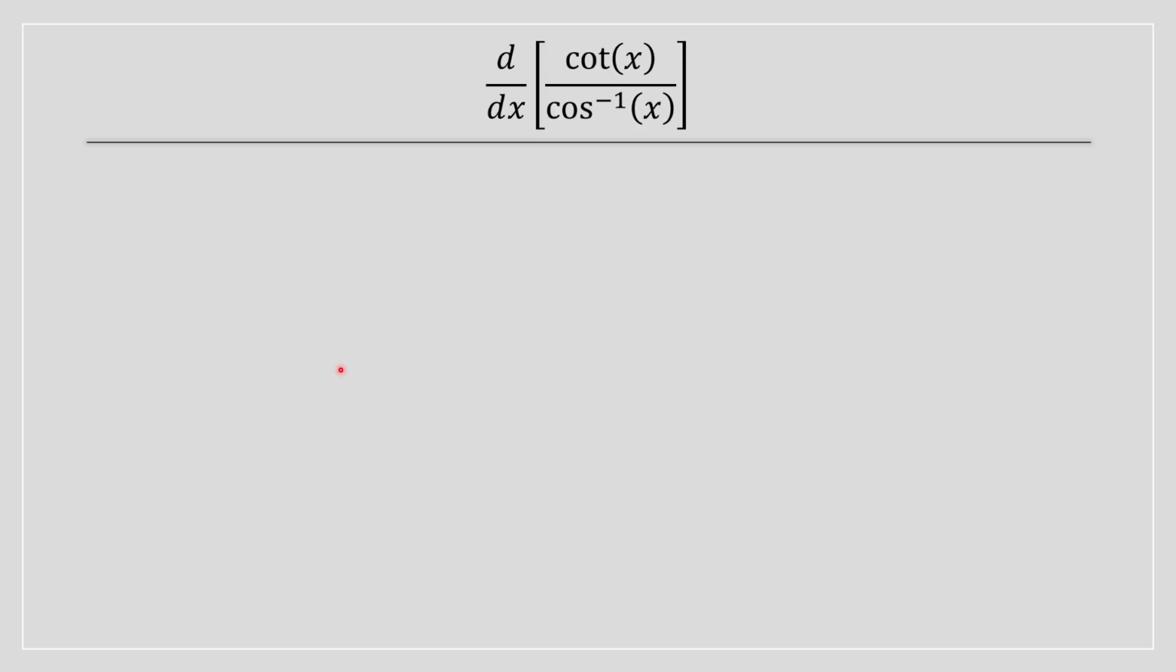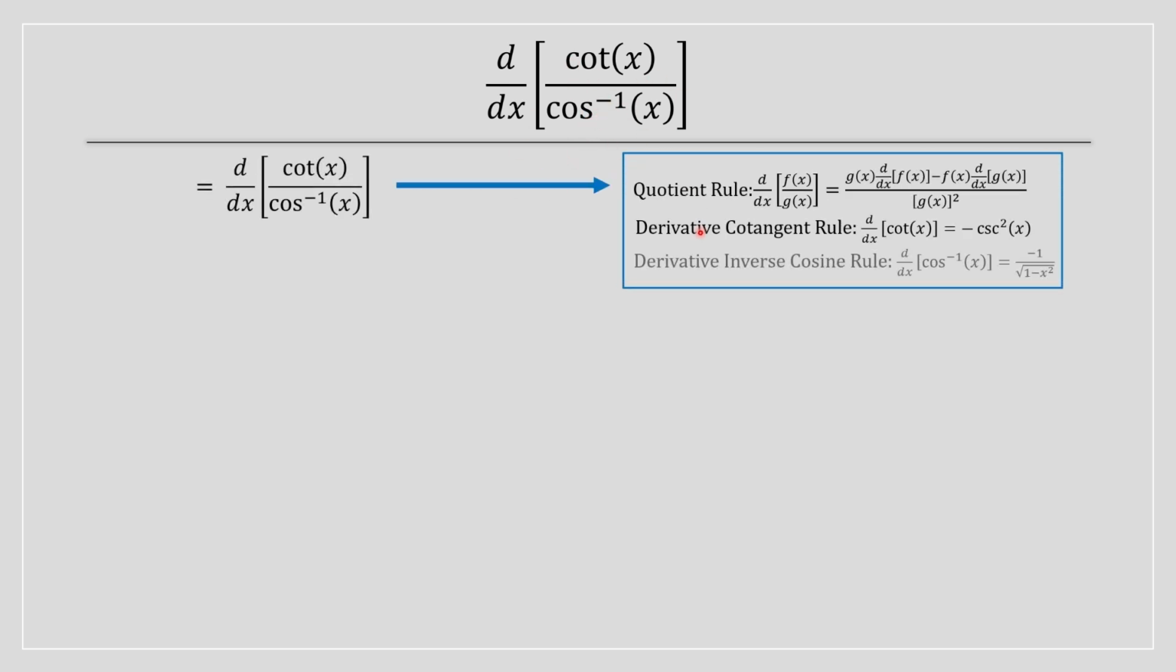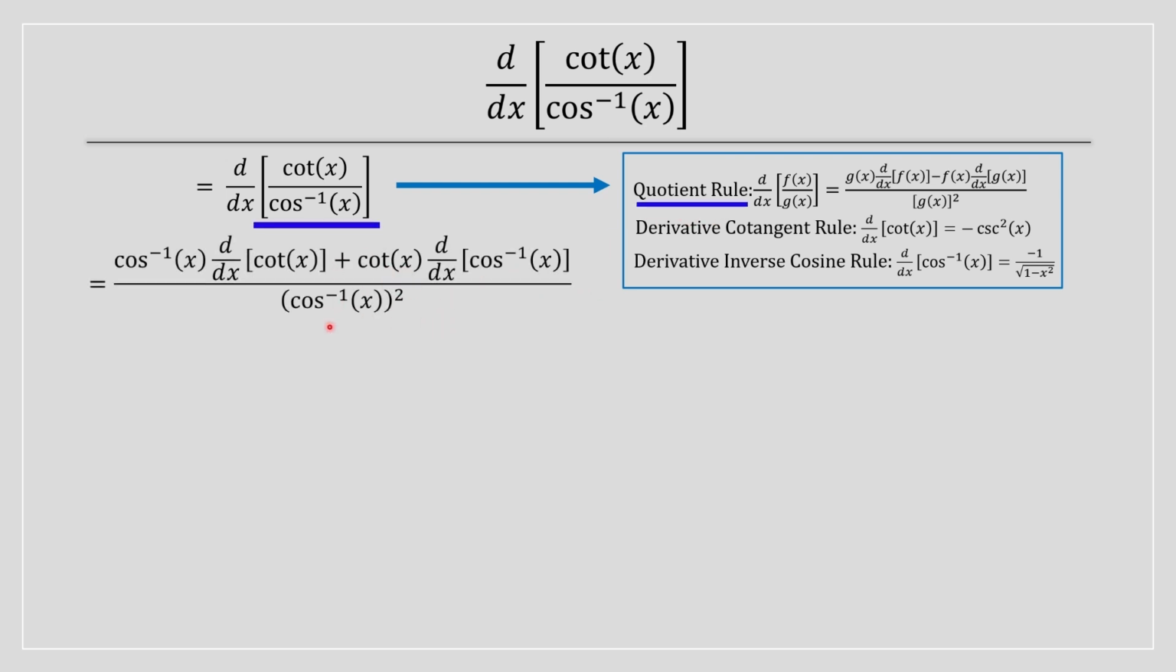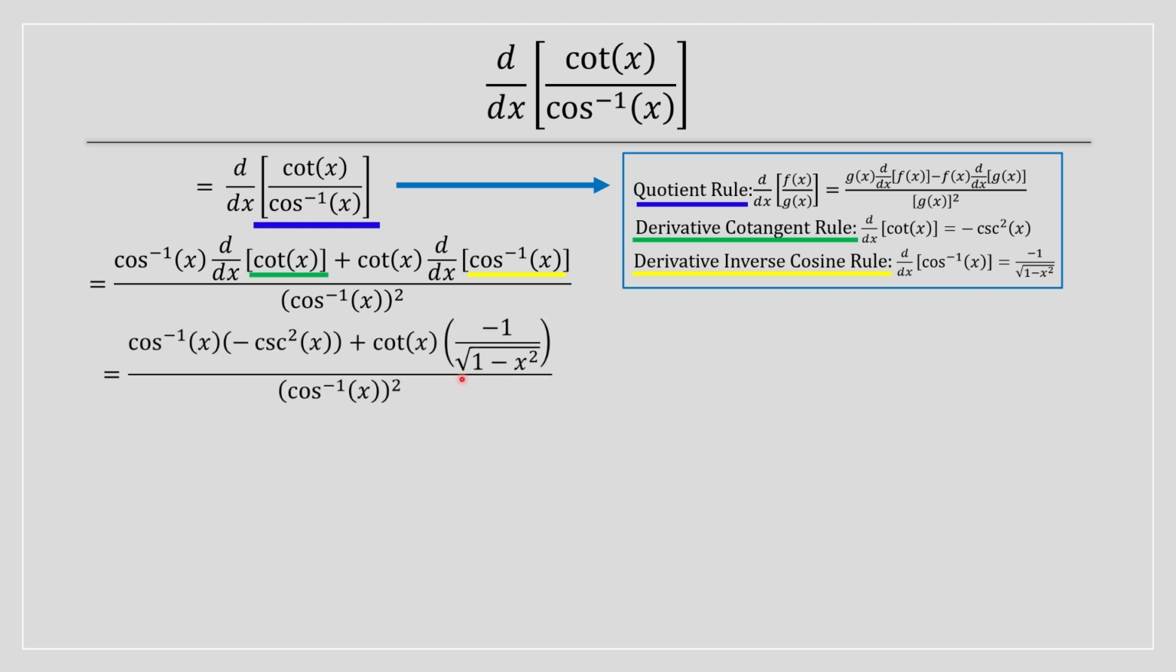Question 56, and this one, we have to apply a quotient rule because we have a function being divided by another function. So over here we have to apply the quotient rule. So once we apply the quotient rule, we have to derive the cotangent. So it's basically this guy over here, which should be negative cosecant squared of x. And after we have to derive arccosine, which is basically the inverse of cosine. And we end up with this guy over here. Now once we do that, we rearrange the equation, and our answer is this.